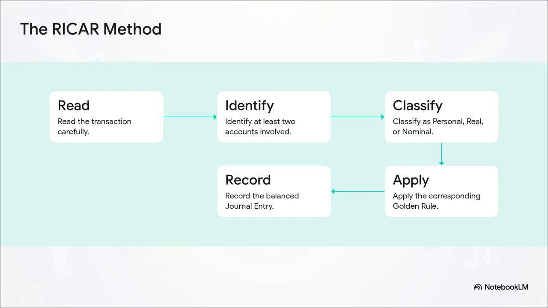Literally, just step back and ask, what just happened? Step 2 is I, identify the accounts involved. Remember, there are always at least 2. Step 3 is C, classify those accounts. Are they personal, real, or nominal?